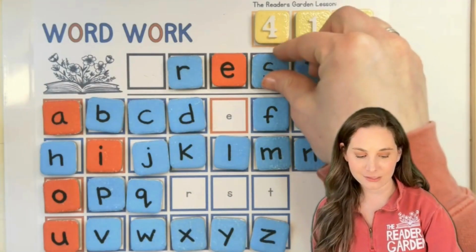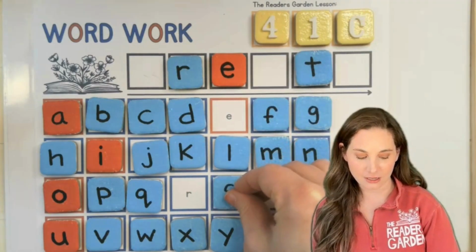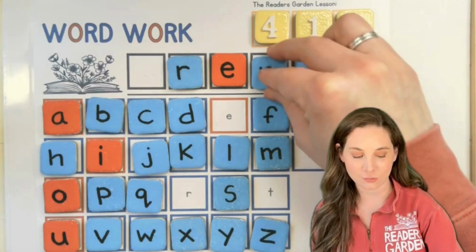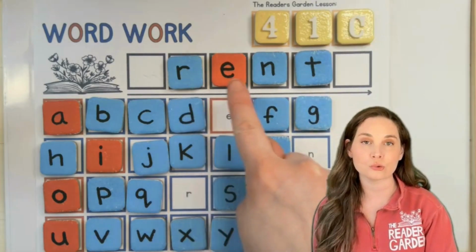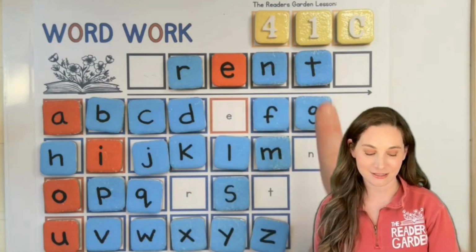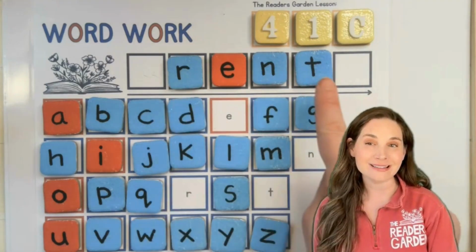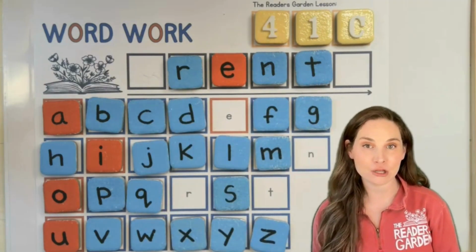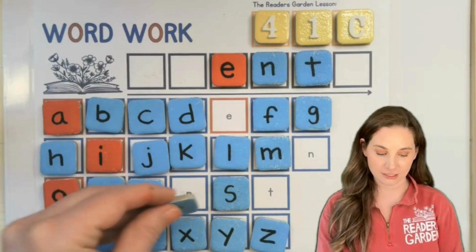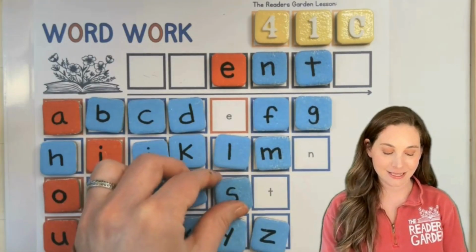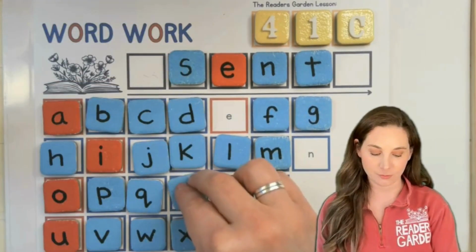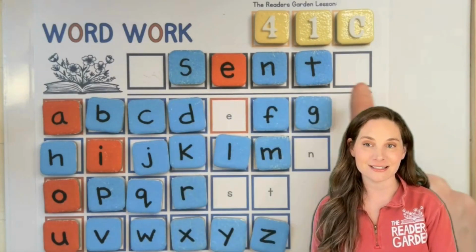Rest. Now, what happens if I take off the S and put an N in its spot? The word becomes rent. Now, how would I change rent to scent? I'll need to take off that R. Now I have ent, and I'll bring up my S, and the word becomes scent.